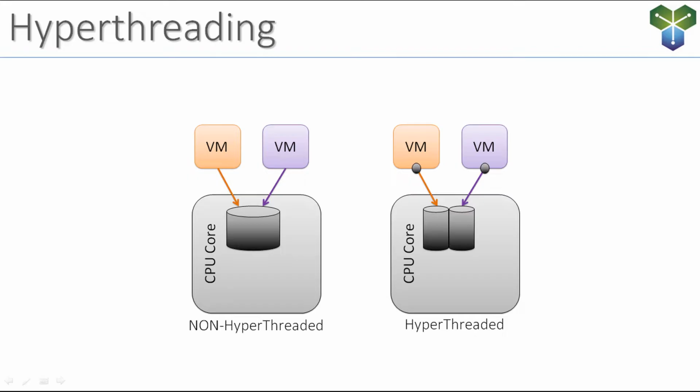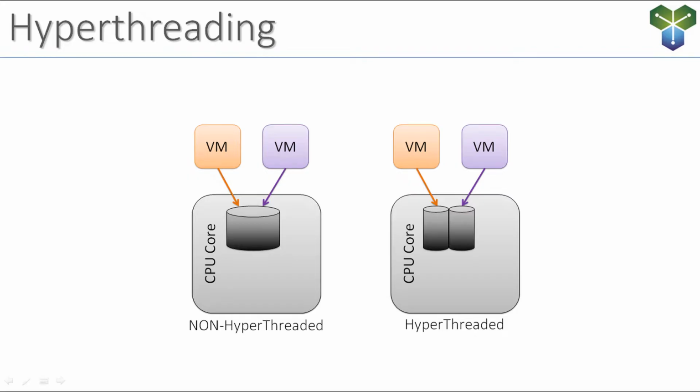So hyperthreading doesn't necessarily make your processor faster. What it does is it reduces the idle time of your processor and makes it more efficient. And that's really what makes a hyperthreaded processor faster.